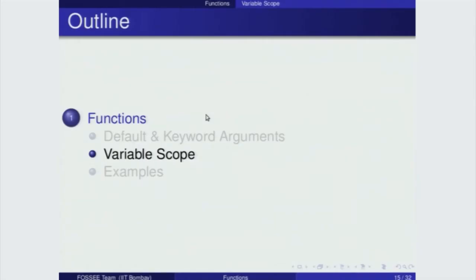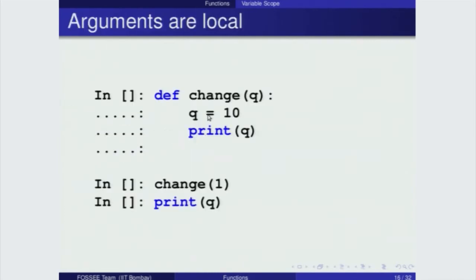Let us try to understand a little more about variables that are used in functions. Please type this code. Now you will notice that when you call change 1, it will print the value 10, and if you do print q, you will actually get a name error. Why? What is going on?